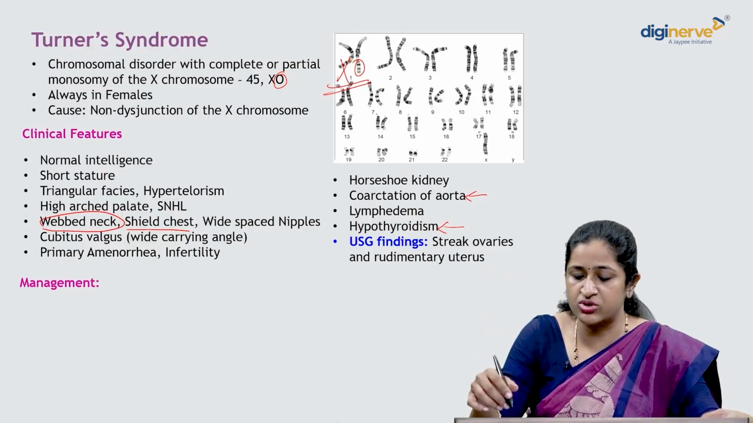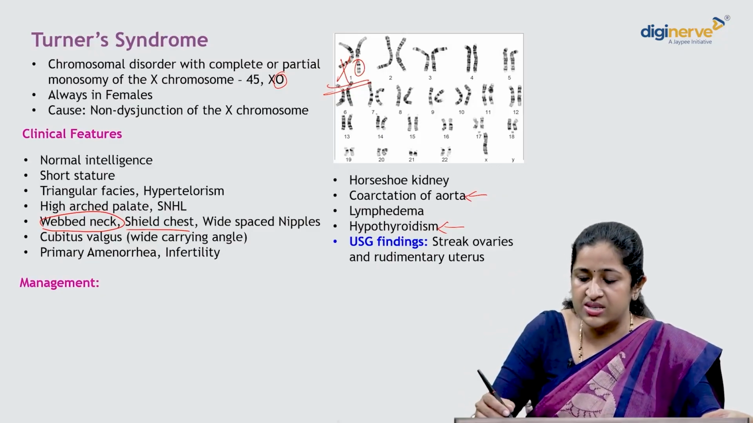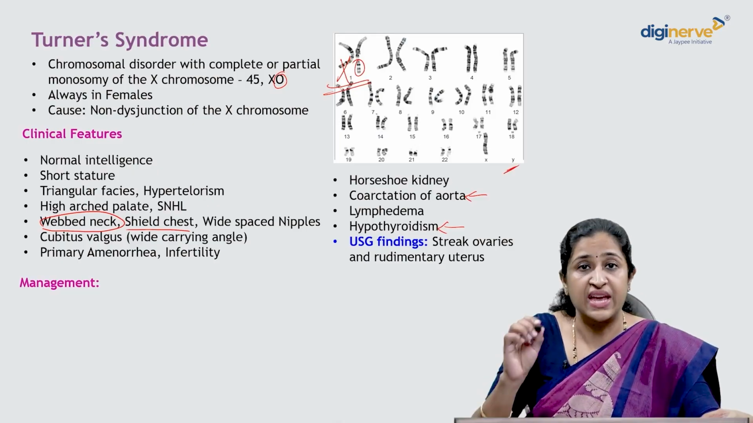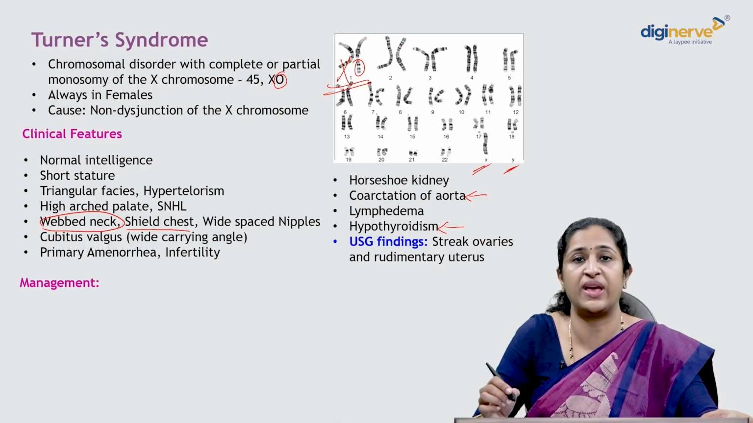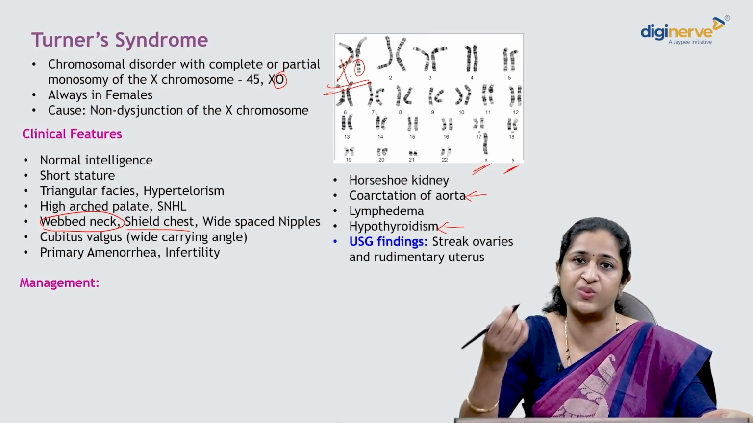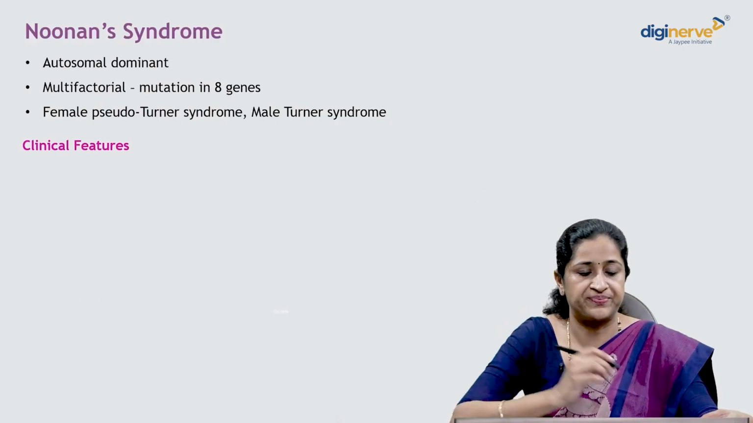If you look at the chromosome pattern, this is how it looks. Here, if this was a boy child, you should have had a Y chromosome. If this was a girl child, you should have had 2 X. So here, this is a girl child, but with only 1 X chromosome. That is why it is Turner syndrome.